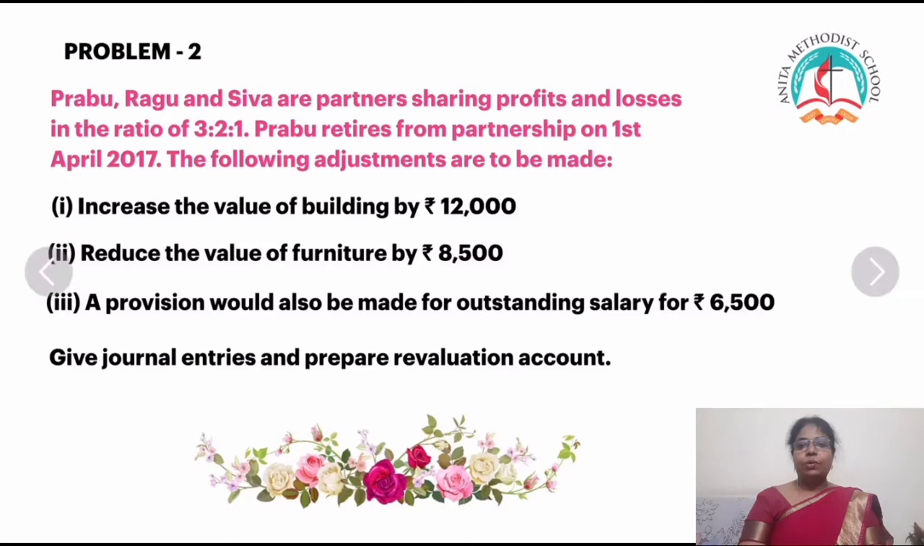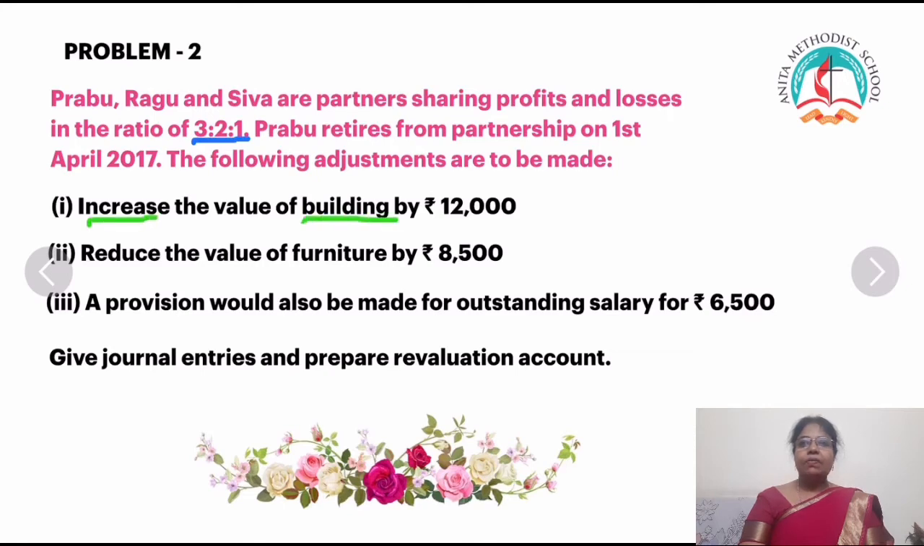Now the next problem is Prabhu, Raghu and Siva. They are partners and they are sharing profits and losses in the ratio of 3:2:1. Prabhu retires on 1st April 2017. So the following adjustments are made.